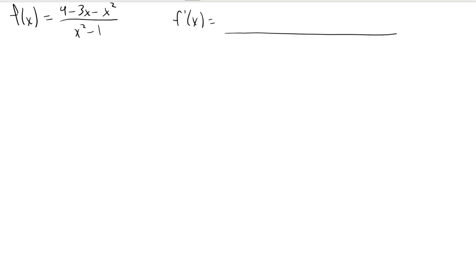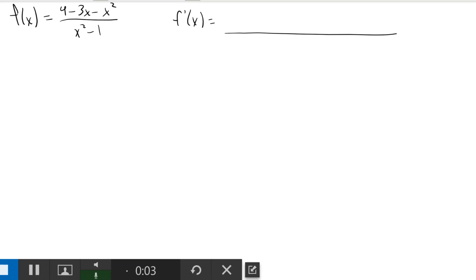Looks like we need to use the difference quotient to find the derivative of f of x. Since we've got something divided by something, that's what gives me the hint that I should use the difference quotient.